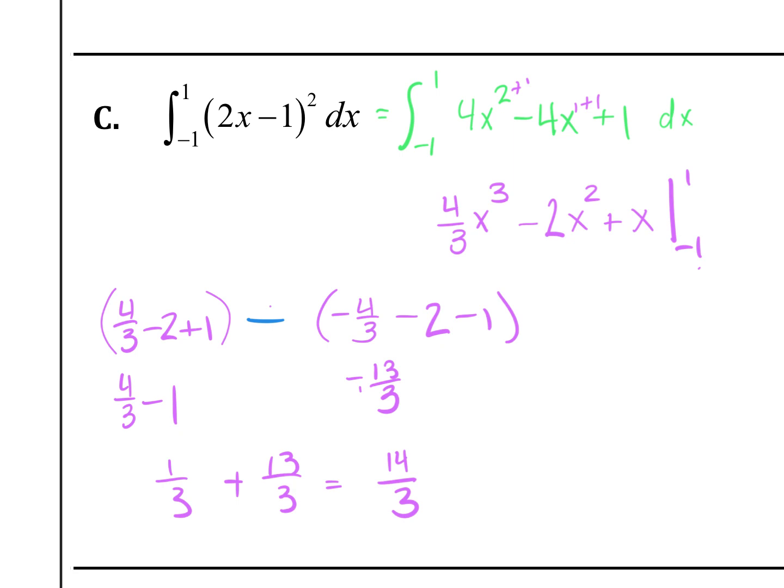I don't know what it is, but I think my handwriting's really neat. Good job, Dylan. I've just been like that since birth. That's so funny. 13 over 3.